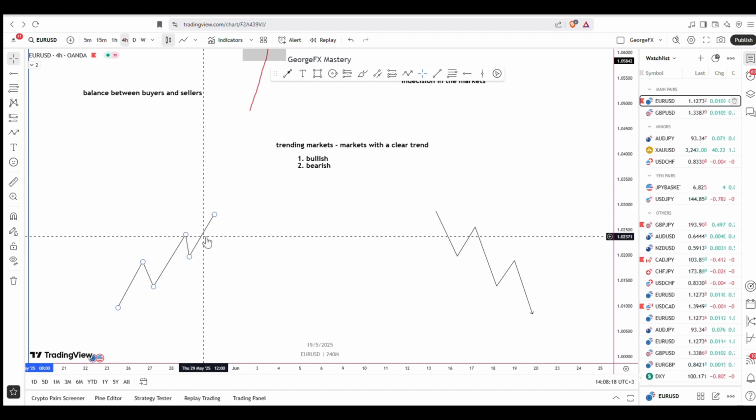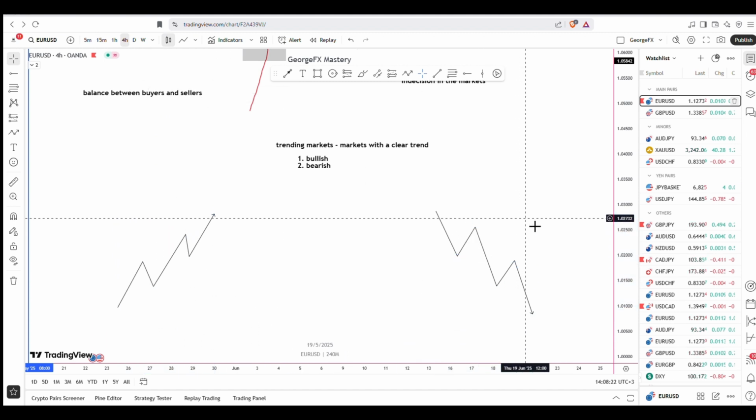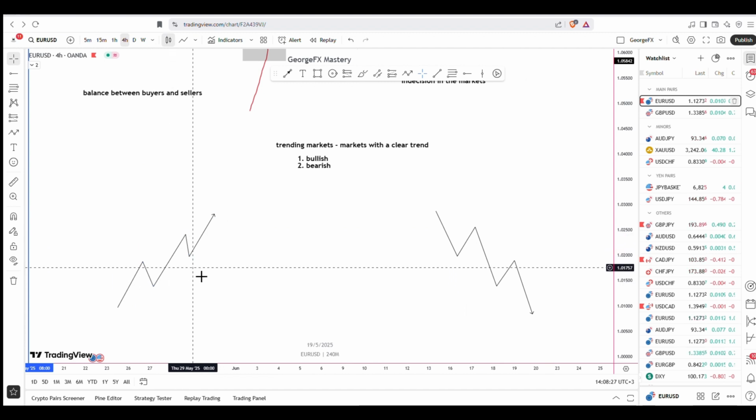Either the buyers or the sellers are in control of the market. Ideally, when you're seeing such, it means that the buyers are in control of the market. This one, the sellers are in control of the market. Of course, we're also going to learn about these retracements, and why they have to be there.